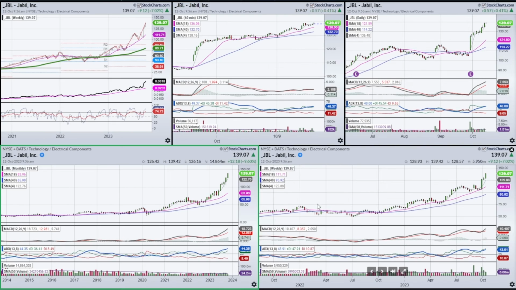Okay, let's look at JBL because I do want to just point this out. Now, this stock is really extended. I think it's too early to sell and too late to buy right now. We need another pullback like we had here, to the 18 week. You see these pullbacks to the 18 week? This is where you're looking for these setups.